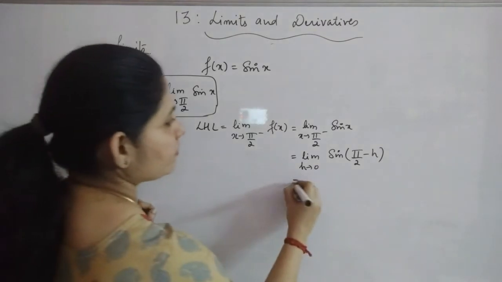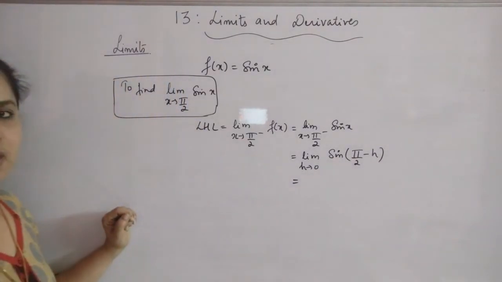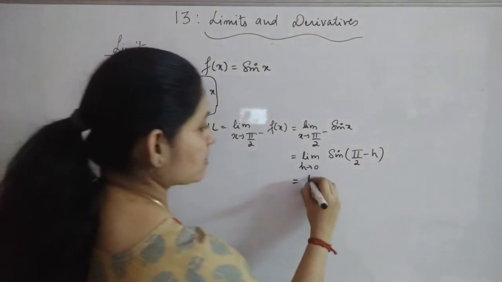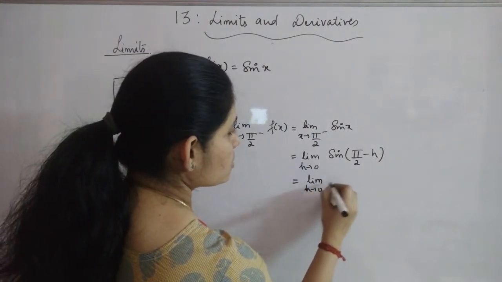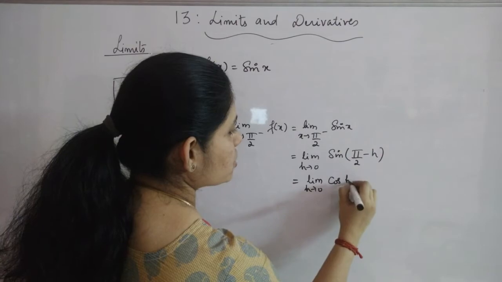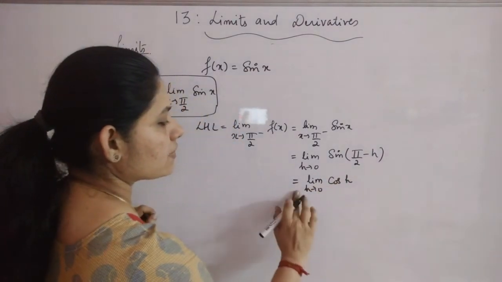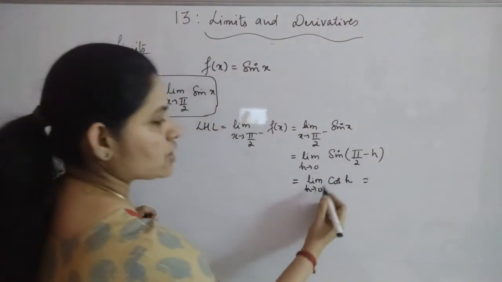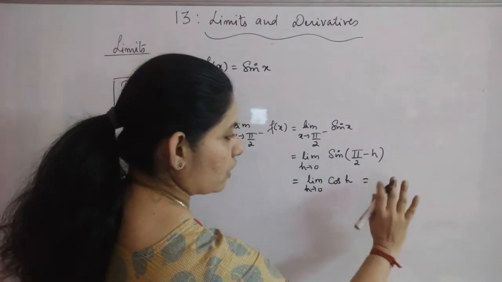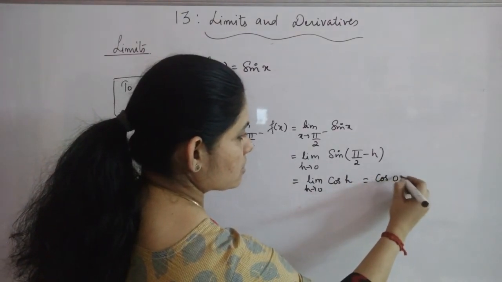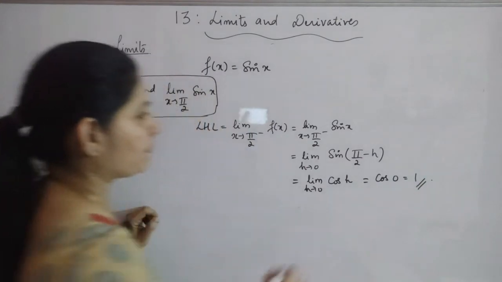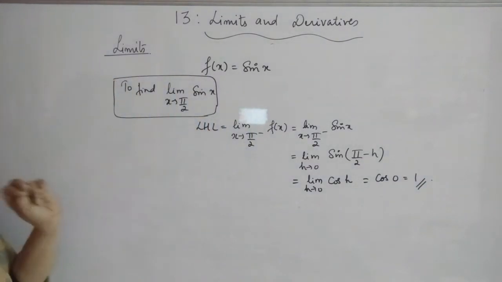Okay. Now what is sine of 90 minus theta? It is cos theta, so you will get limit h tends to 0 cos h. Now we will just replace this h with 0, so you will not write limit, you will just write cos 0, and cos 0 is 1. Okay. So that is your LHL.